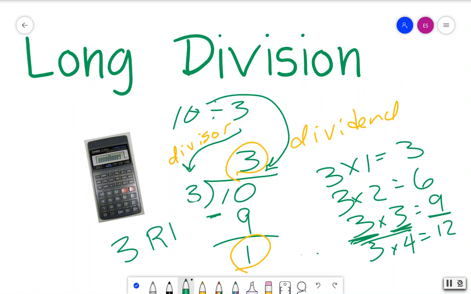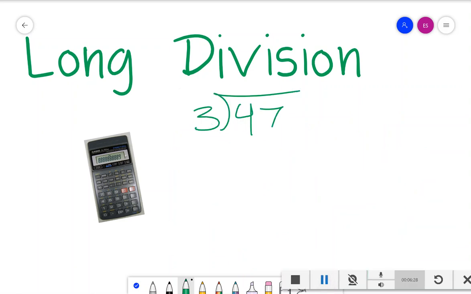Okay, this might seem a little bit too simple, but let's try it with some bigger numbers and you'll see the same process applies. How about 3 into 47? Now remember, this is the same as 47 divided by 3, because the number we're dividing goes inside the box and the one we're dividing by goes on the outside. So how many times does 3 go into 47? If you're like me, you have no idea, but we'll figure it out together.